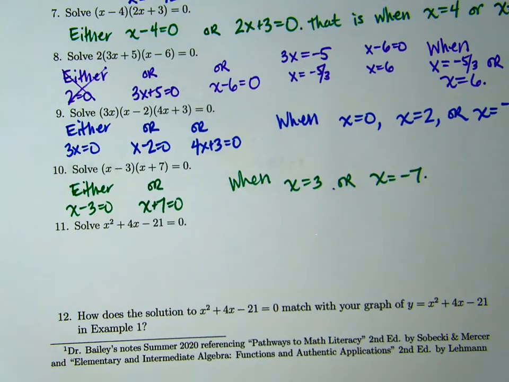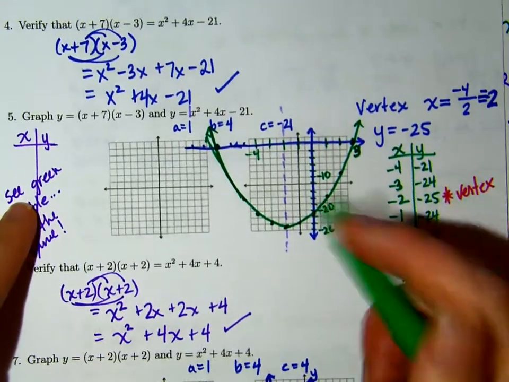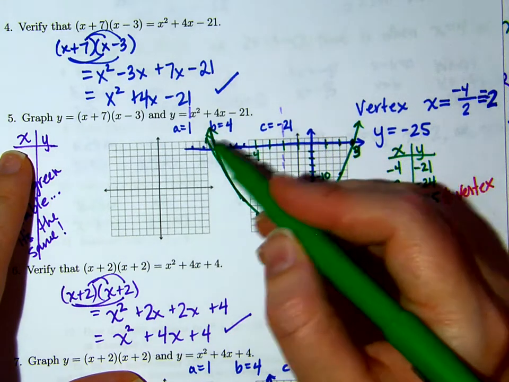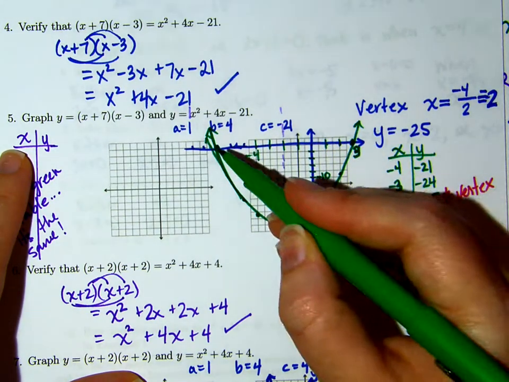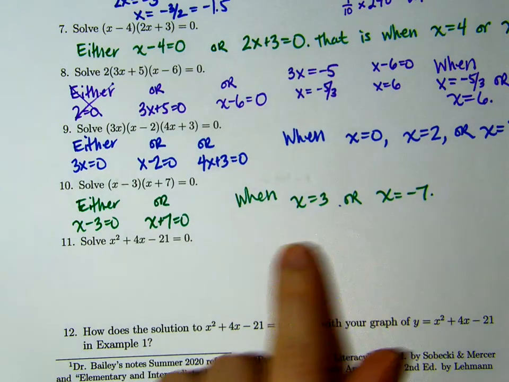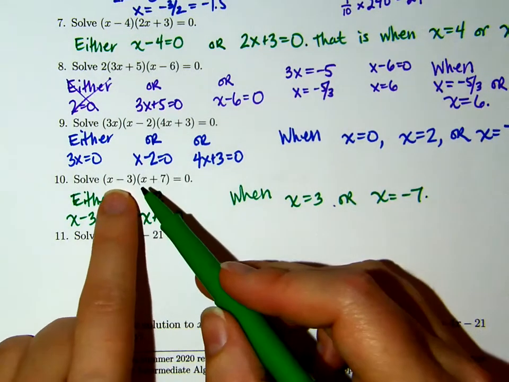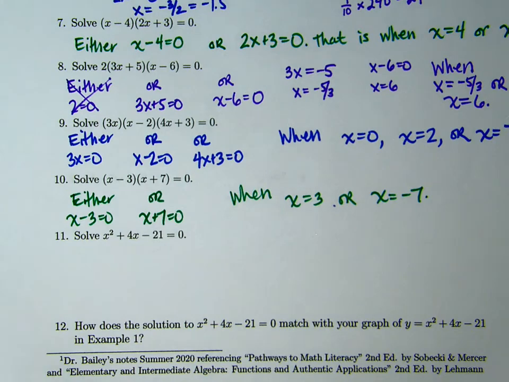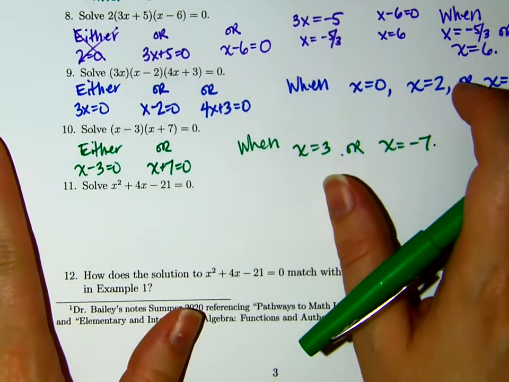Just to bring that one back, I swear we did that one too. Here. Yeah? x plus 7 times x minus 3? 3, negative 7. There they are. Right there and right there. The things that make this equal to 0. So, x plus 7 by x minus 3, or x minus 3 by x plus 7. Solutions 3 or negative 7 make it 0. Or make our y value 0? Okay.